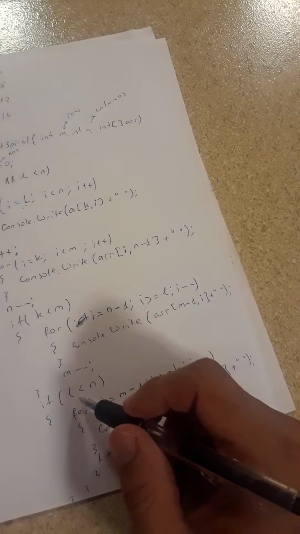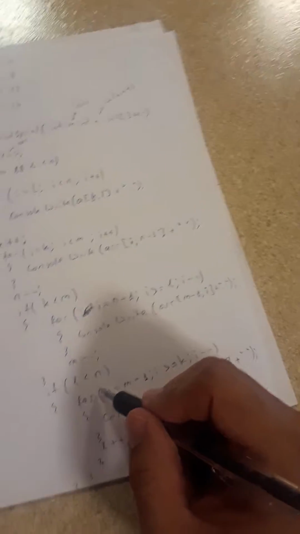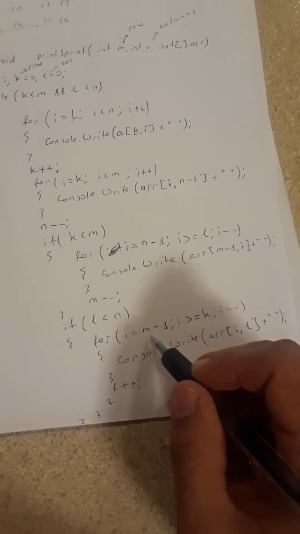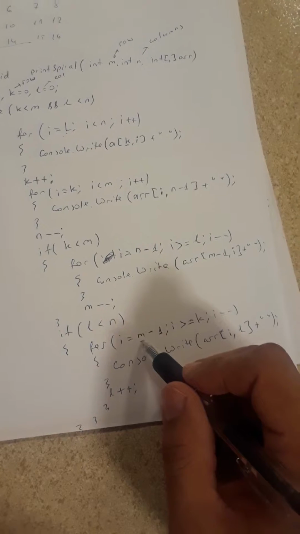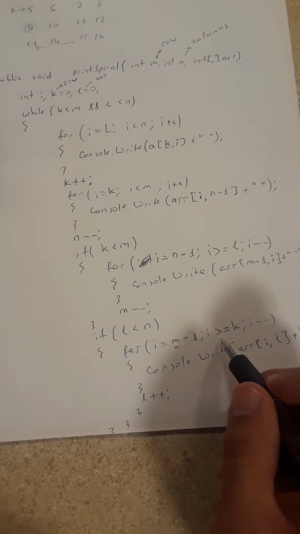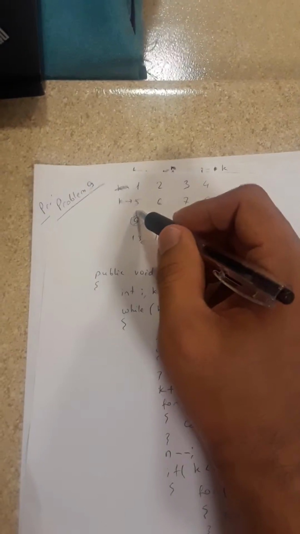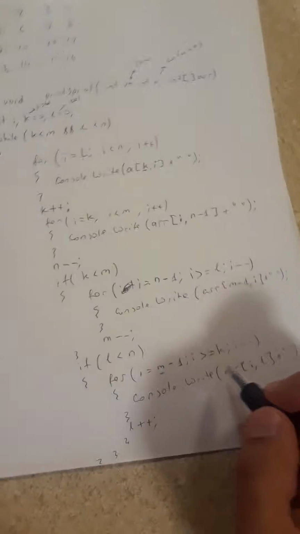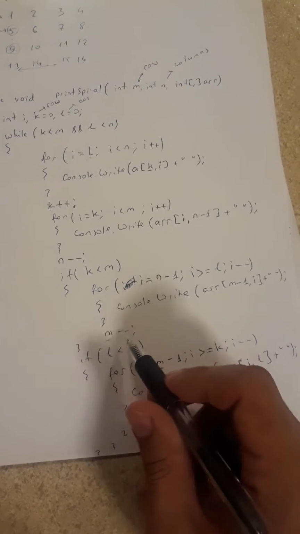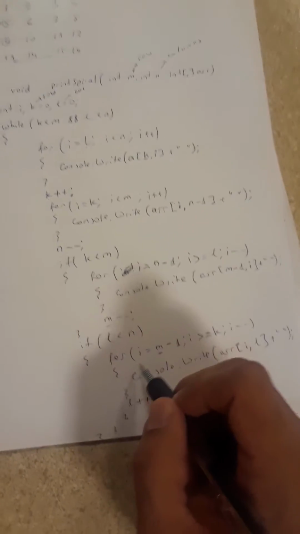Once we reach the first column, we will define I with the last element of the row, but with the -1, because we need to skip to here, and we're printing each element until we reach the k. So after that we're just decreasing the value of m.